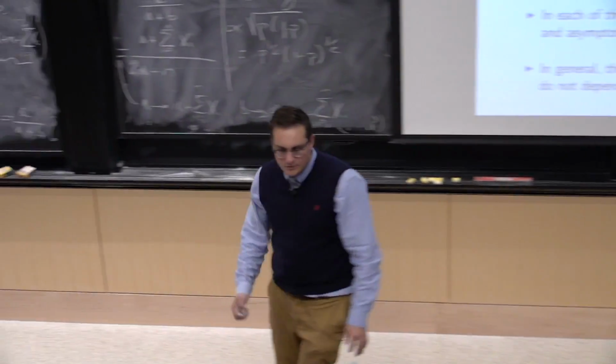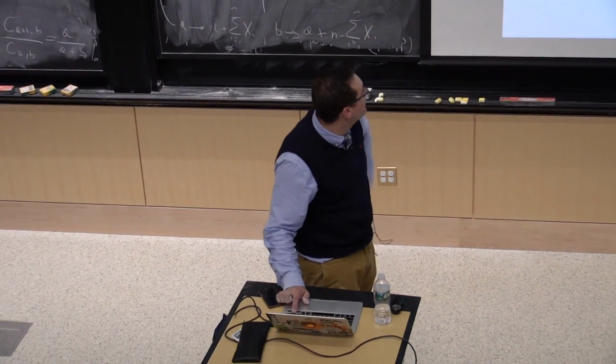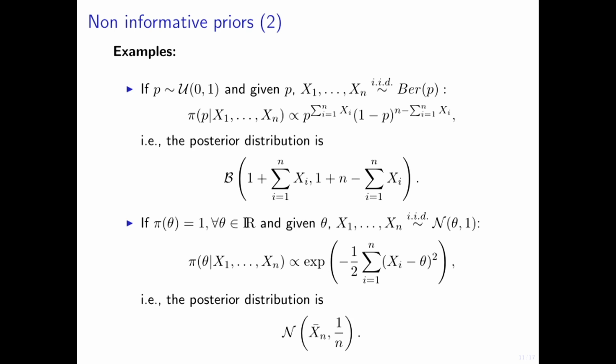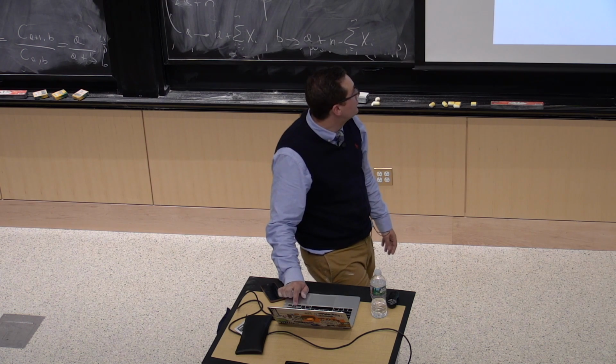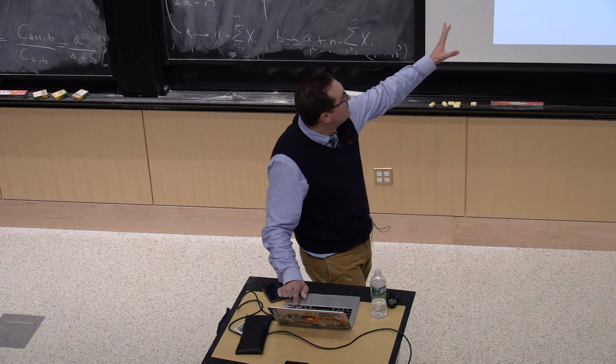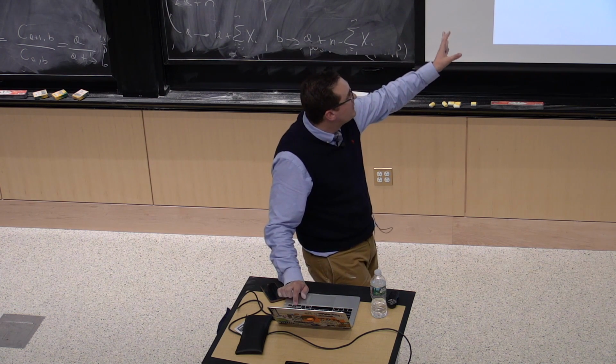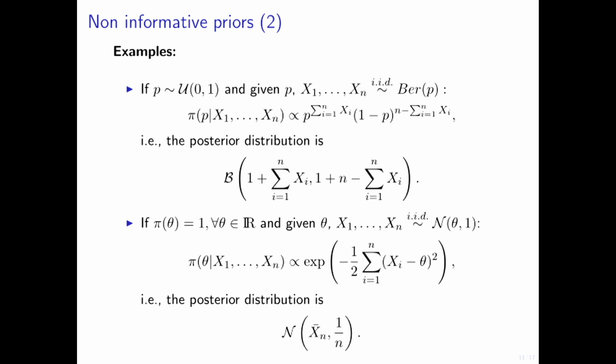In the second example, we actually computed the posterior to be this guy. Here I can just read off what the expectation is. I don't have to actually compute the expectation of a Gaussian. It's just xn bar. So when I have a non-informative prior for a Gaussian, I have basically xn bar.